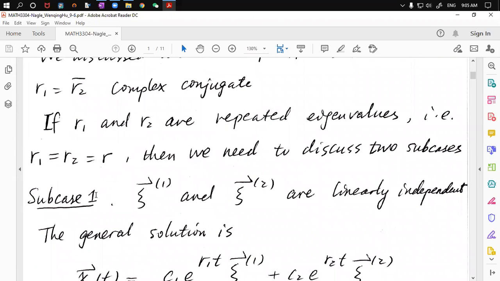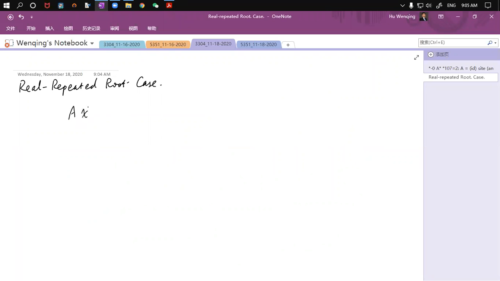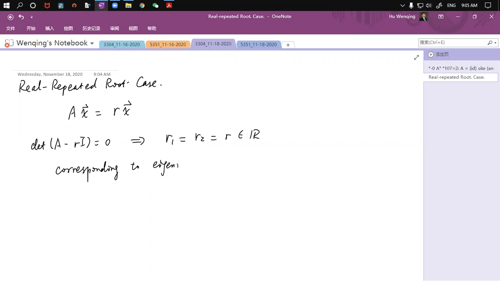In that case, determinant of A minus rI equal to 0 is going to give you two solutions that are the same. They're both real. So corresponding to the eigenvalue r, we find A x1 equal to r x1. You're going to find an eigenvector. As we did before, you can just solve this linear system of equations, find a relation between the first and second components of x1, and you find a solution.